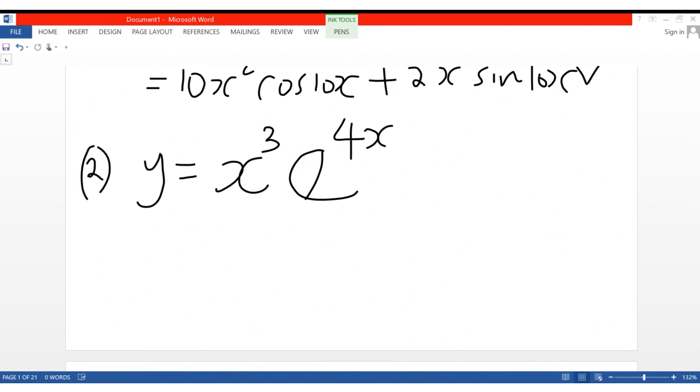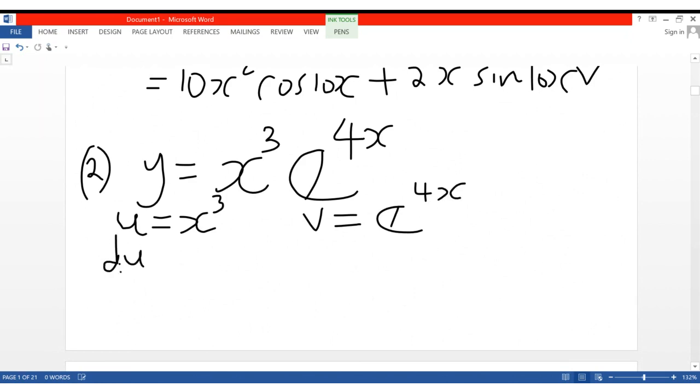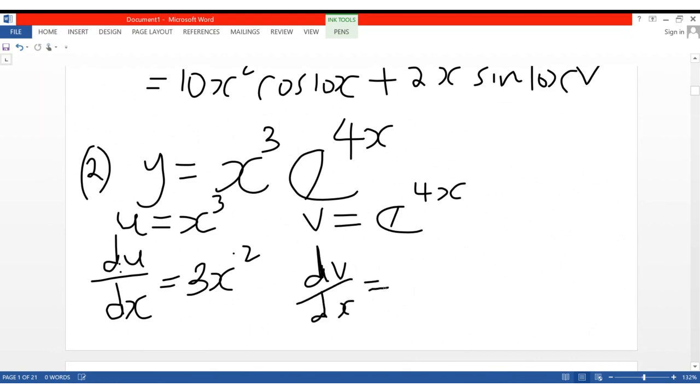So what I'll do, I'll call one function u. The first one I can call u, and the second one I can call v. Then here I have u on my left hand side, so I'll have du. I have x on the right hand side, so I'll have dx. When you differentiate x to the power 3, you get 3x squared. The power comes down, you reduce the power by 1. Then here I'll have dv. I'm differentiating v in terms of x. So again, when you differentiate exponential, from the table, you'll get exponential 4x, no problem.